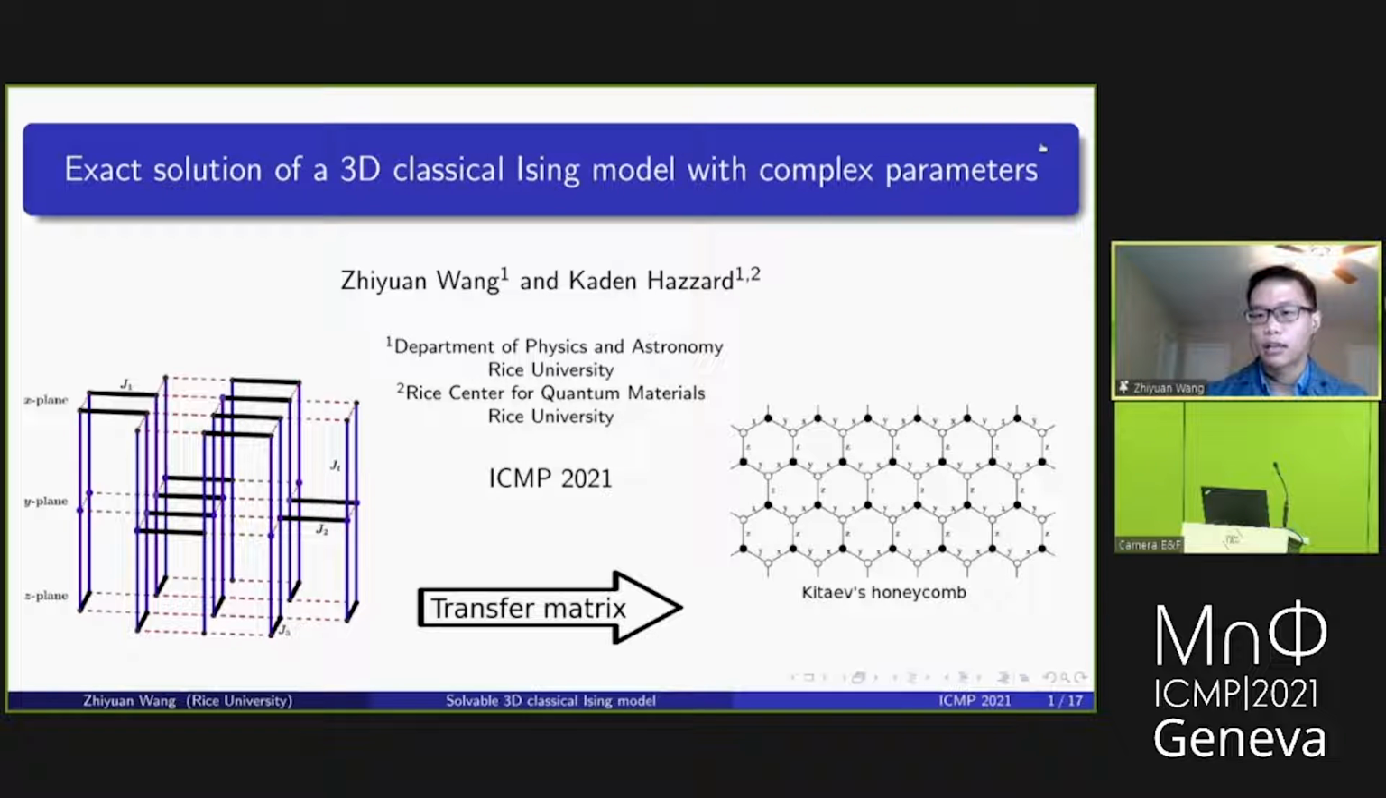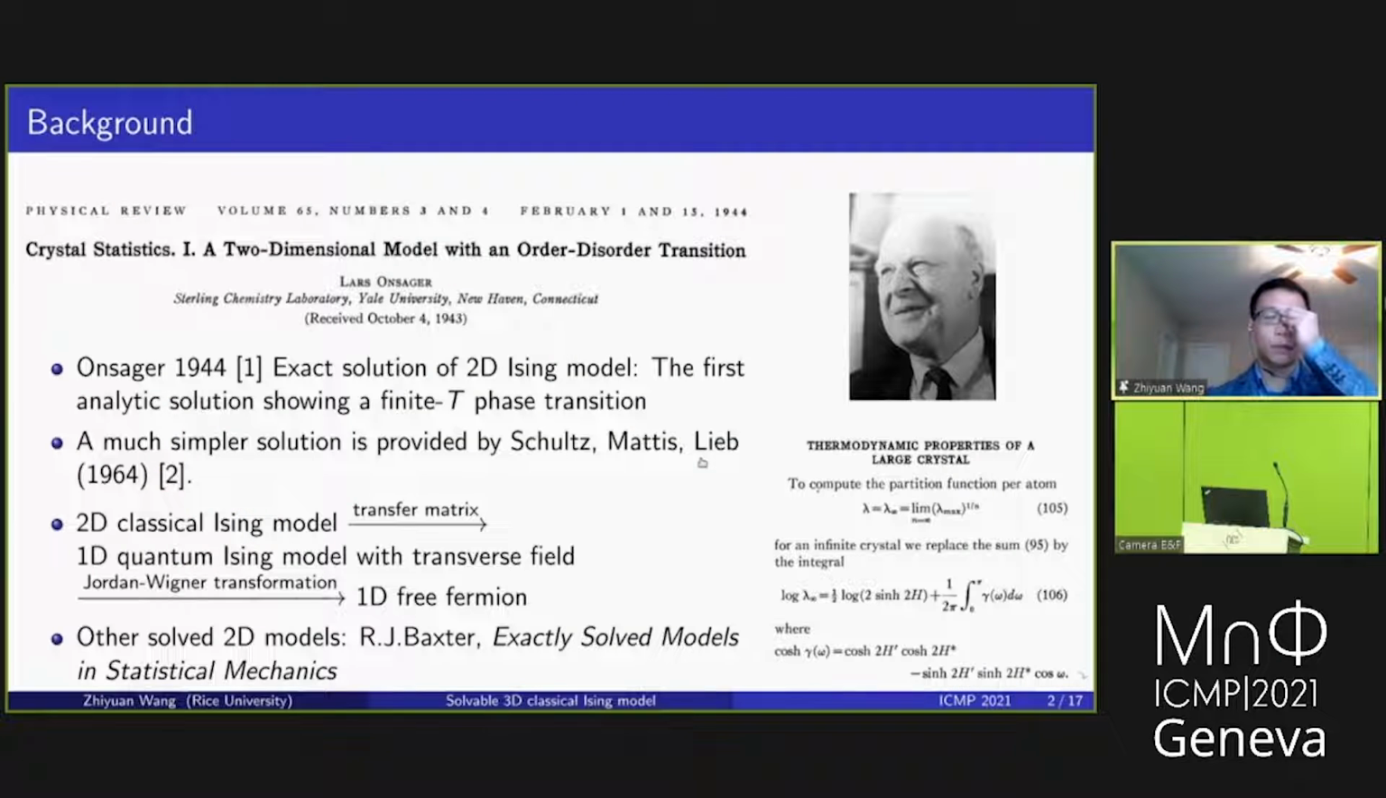Later on, I'll comment on the physical meaning of these complex coupling constants and discuss the physical properties of this model uncovered by the exact solution, which include an intrinsic topological behavior of certain correlation functions. So let me begin with some background.